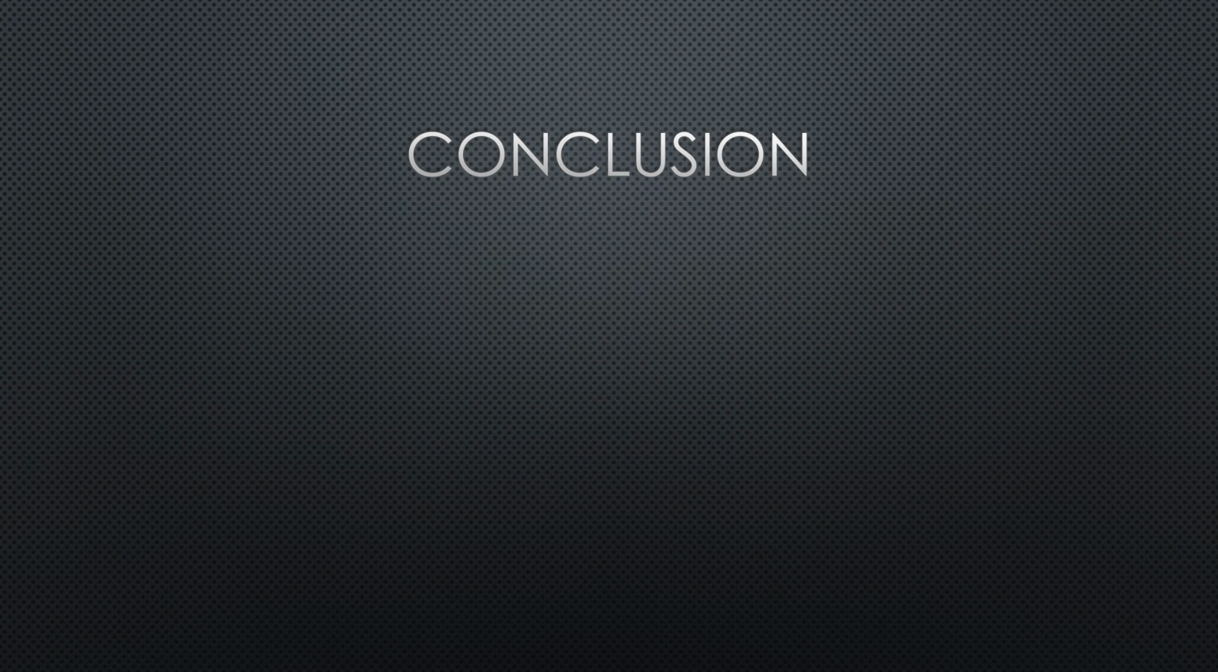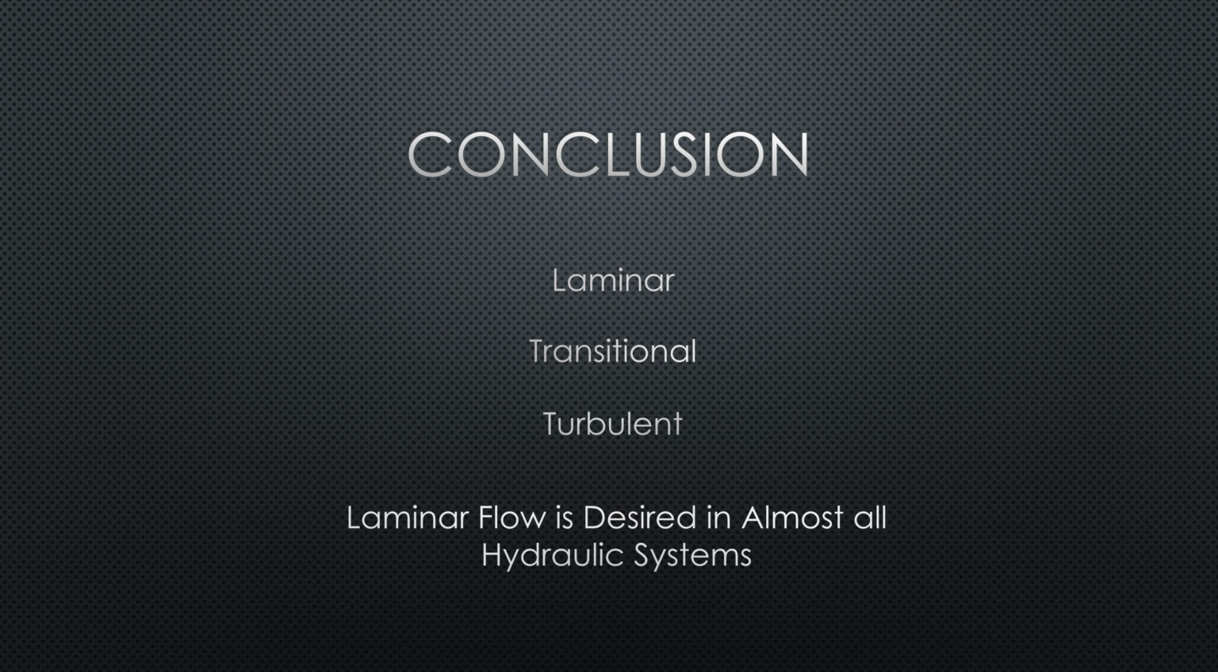As we have seen today, fluid flow is a little more sophisticated than just water flowing through pipes. There are three primary types of flow: laminar, transitional, and turbulent, where laminar flow is desired in almost all hydraulic systems. With the aid of these visual representations, hopefully you have acquired a better understanding of the world flowing around you.